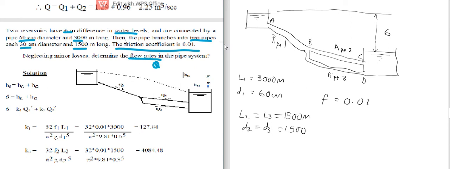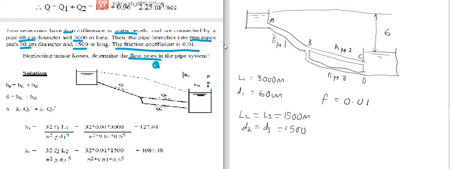And I have drawn it here. This is the diagram. Firstly, we have a pipe AB. I'm the one that made these letterings A, B, C, D. We have pipe AB, pipe 1, which is of length 3000 meters and diameter 60 centimeters.